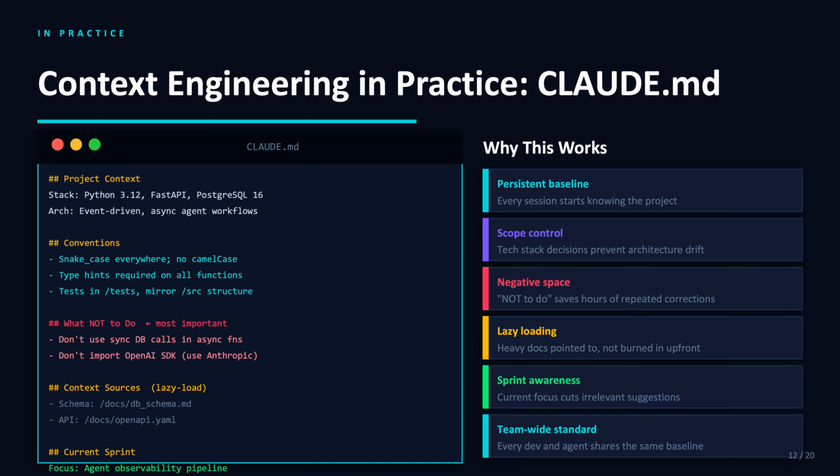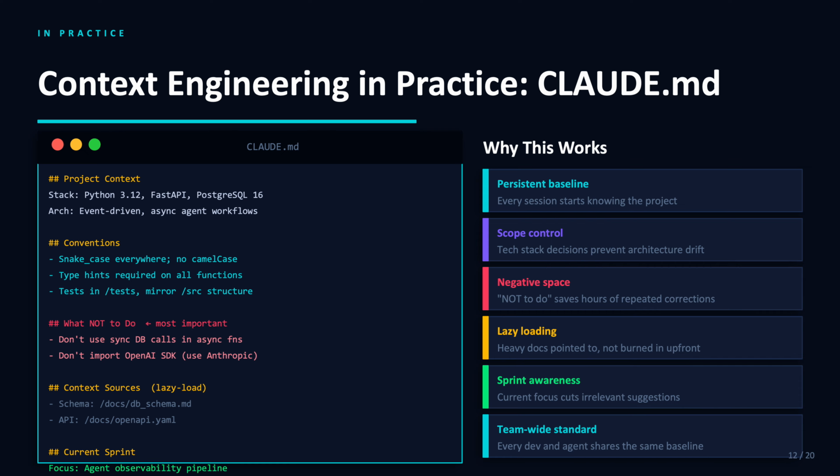Then context sources, marked as lazy load. Not the content of those documents, just the pointers to them. The agent loads them when it needs them, not up front. And finally, current sprint. 1 line. Focus, agent observability pipeline. That single line reduces irrelevant suggestions more than almost anything else.